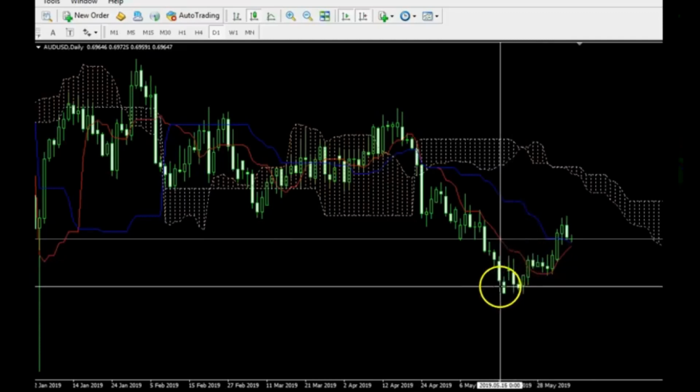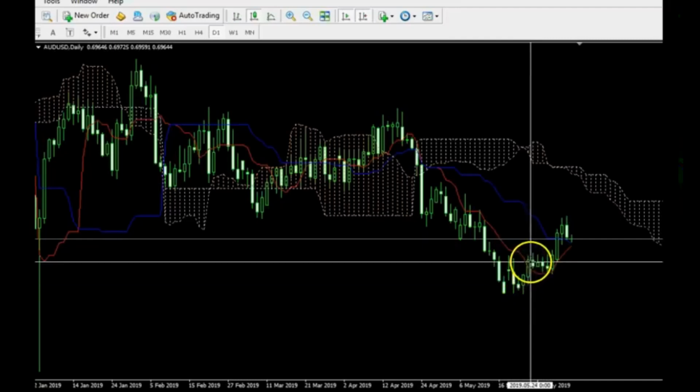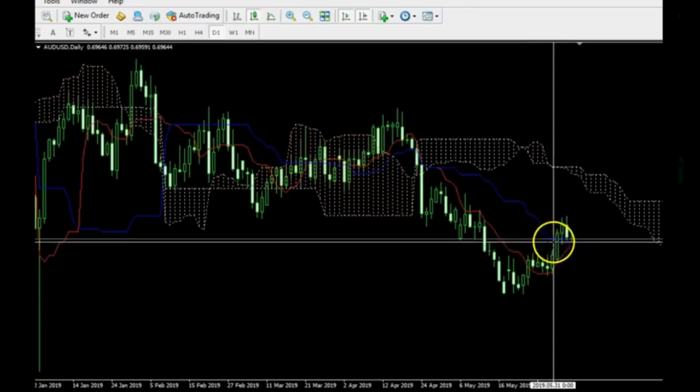Now, you're never going to get out at the bottom. Don't ever think you're going to. That's just not how Forex trading is. But you need a reasonable place, because if you would have waited longer and hoped that this trade would have gone down even further, you'd have ended up losing more profit.